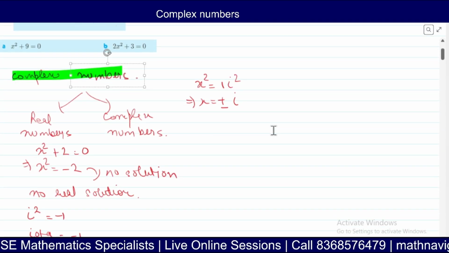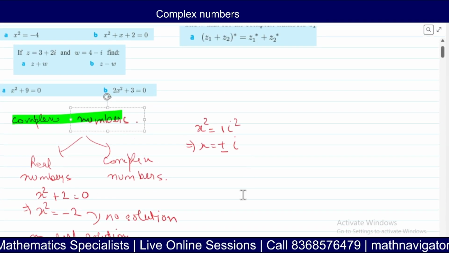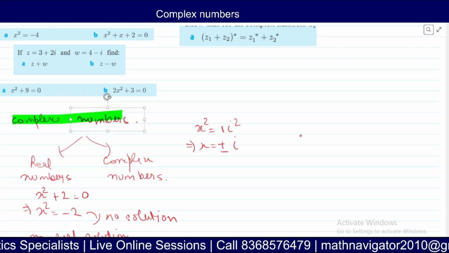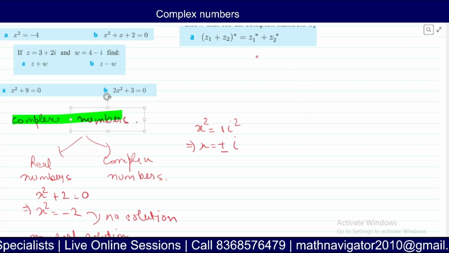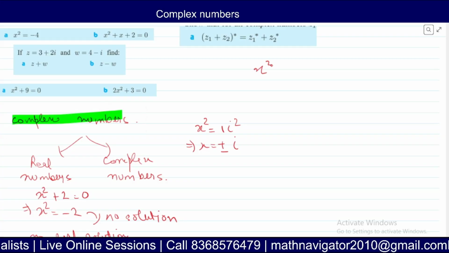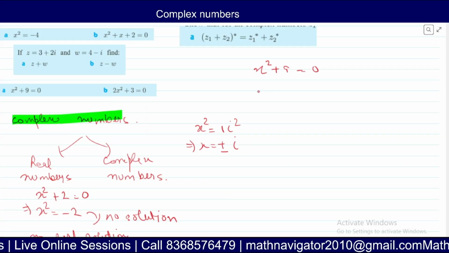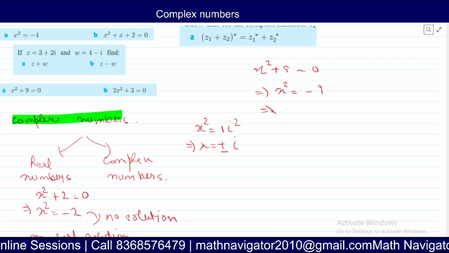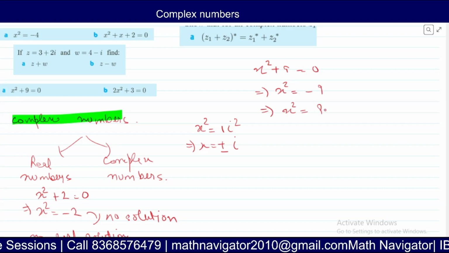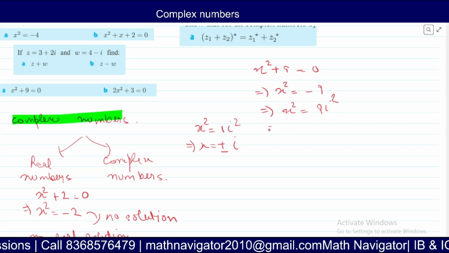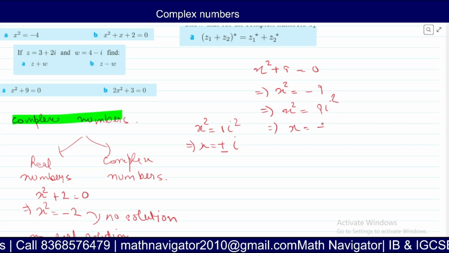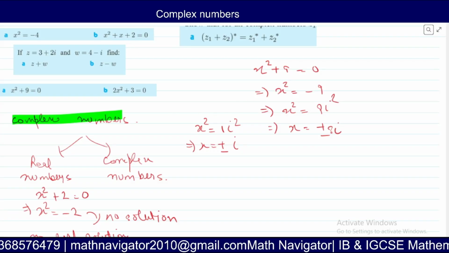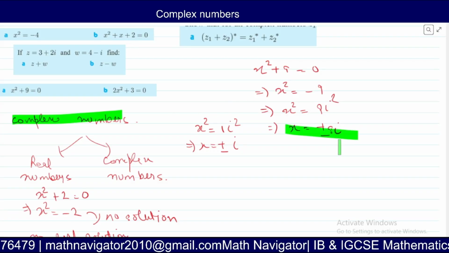Let's solve it here only. x squared plus 9 is equal to 0. It can be written as x squared is equal to -9. It implies x squared is equal to 9i squared. It implies x is equal to plus minus 3i. Perfect. We are done with it.